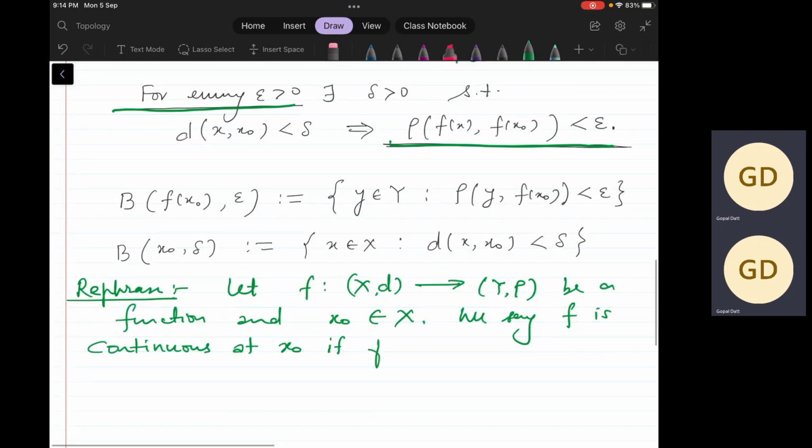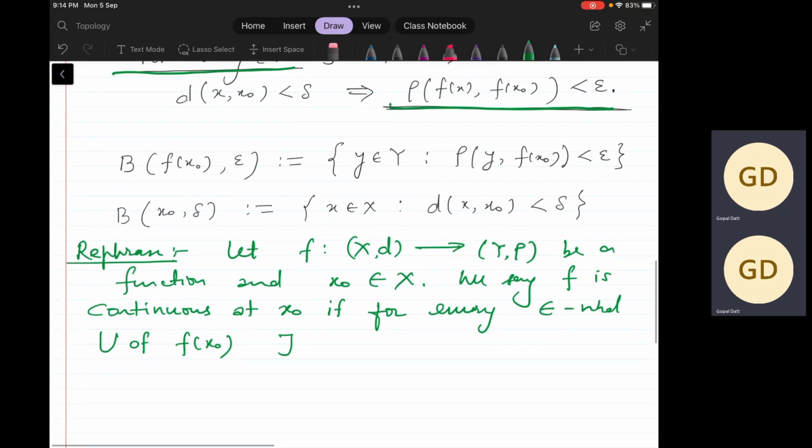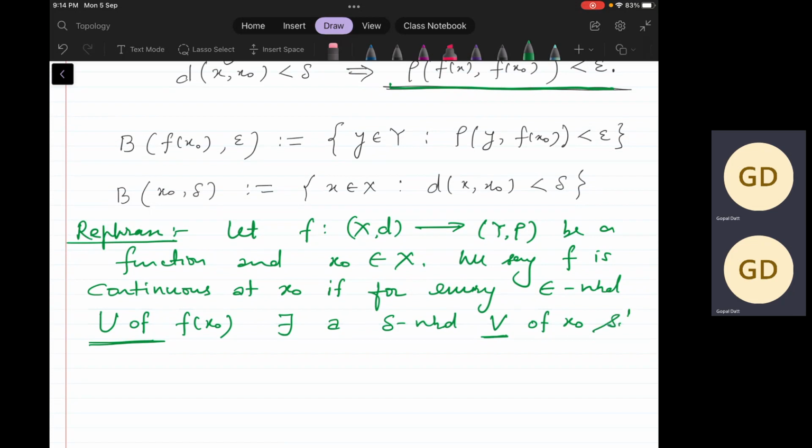This means if for every epsilon neighborhood, say U, epsilon neighborhood U of f(x naught), there exists a delta neighborhood V of x naught. So you see this U, this epsilon neighborhood, is a subset of Y, and this V is a subset of X. Okay, with this property such that f of V is contained in U.